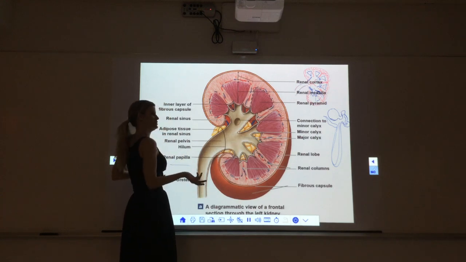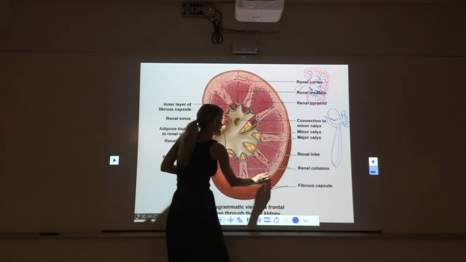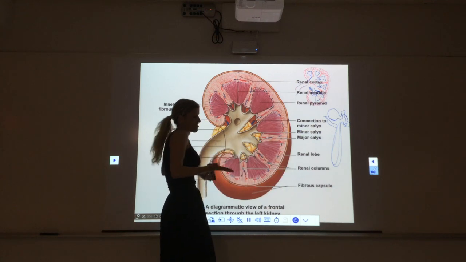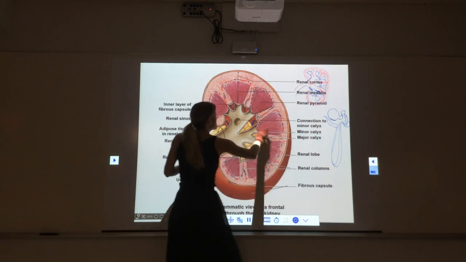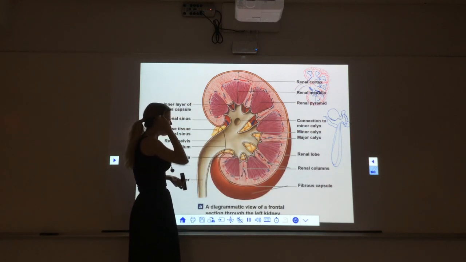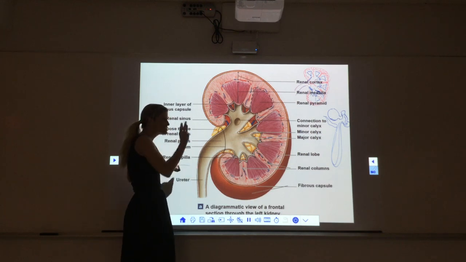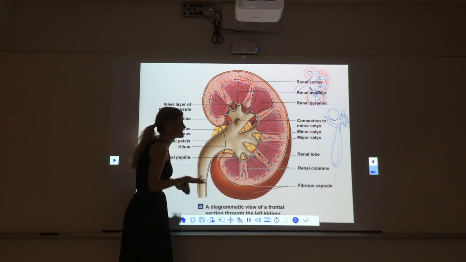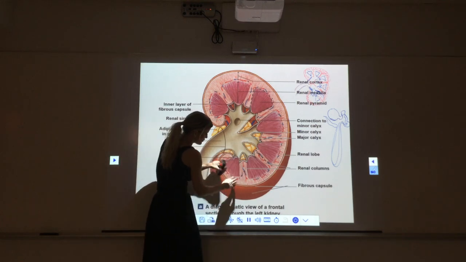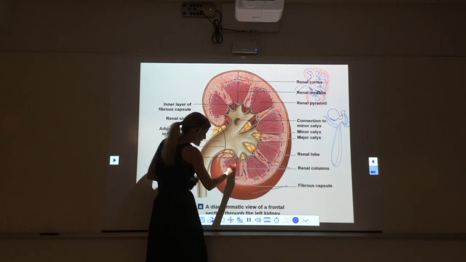Where are nephrons? Out here in the cortex. Where do we actually filter the blood? The nephrons out there in the cortex. Good. What are we doing here in these pyramids? We're collecting urine. And what are we collecting it in? What are those things called? Collecting ducts. Good. The collecting ducts will collect from tons of different nephrons.